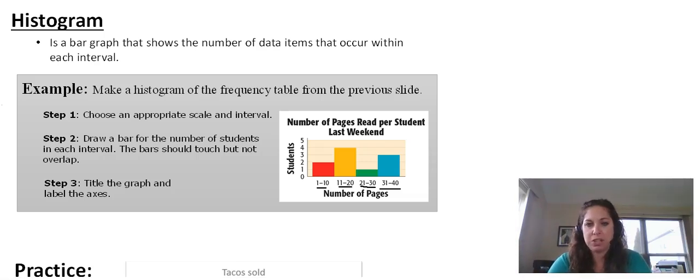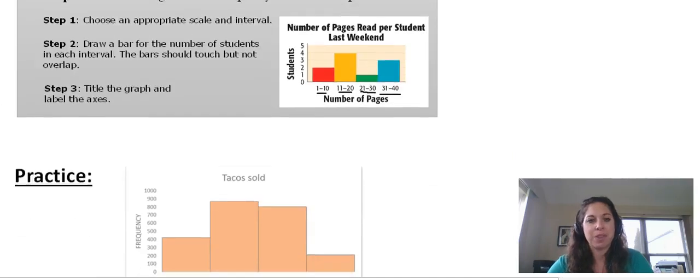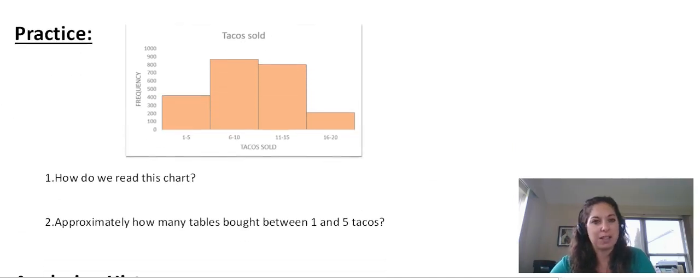Not very many of my students read between 21 and 30. So visually, I can real quick look at it and say, boom, this is what's going on. So they're very, very helpful when organizing and reading data. So let's go ahead and practice for a minute.